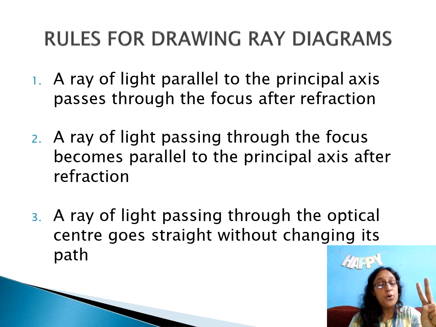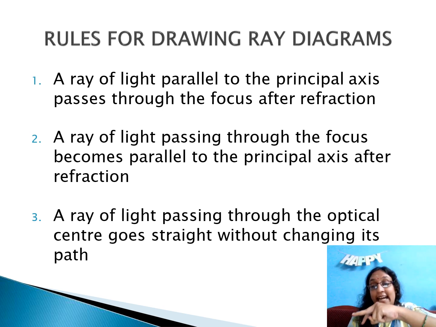What will be your rule 2? Whenever a light passes through the focus, what will happen? You'll get a ray which is parallel to your principal axis after refraction. These two points are the same in your mirror too. But what is the third point here? A ray of light passing through the optical center goes straight without changing its path.